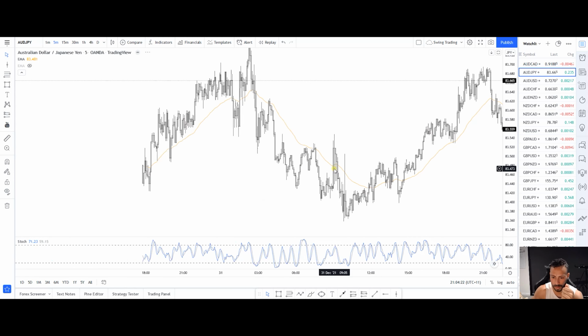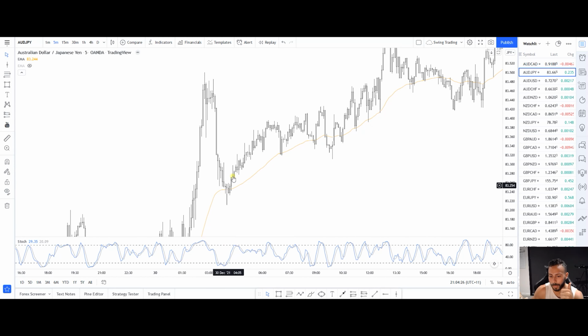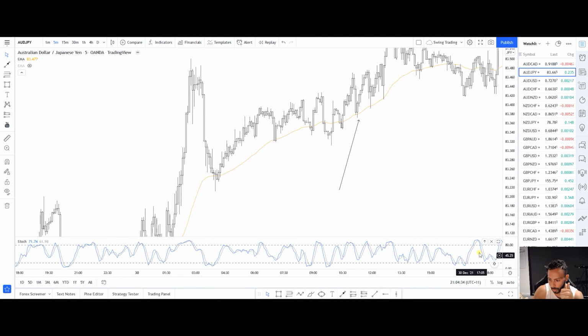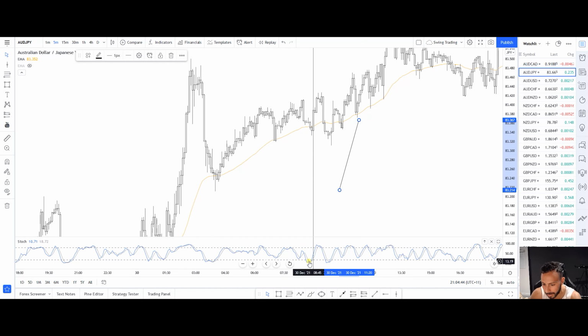two indicators. Okay, now basically the way it works is if price is above the moving average, we're looking for buys. Okay, so when price is above the moving average, we're looking for the stochastic to cross below the 30, and this will tell us an opportunity to take a trade and buy. Now, what do I mean by cross? I mean the stochastic literally has to dip below the 30 and then cross and then come back up.